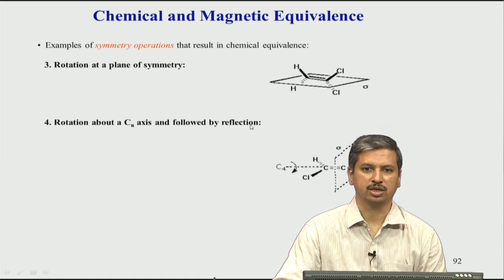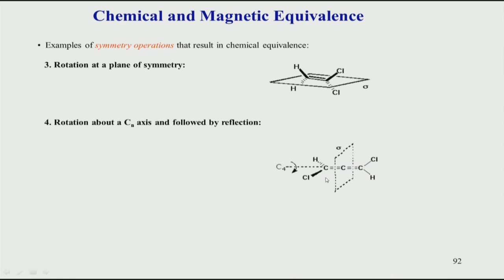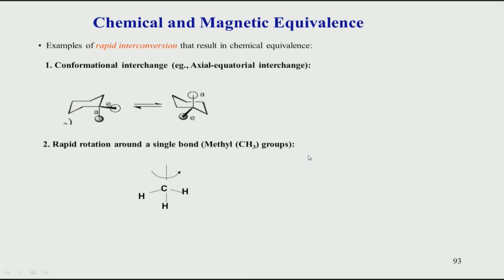You can look at another example here. Again, we can see there is an axis of symmetry here, this dotted line shown here. So, you can see that I can convert this hydrogen to this hydrogen by inversion symmetry here, similar to what we did in the previous slide. So, again these two hydrogen atoms will be equivalent to each other. We can look at some more examples.